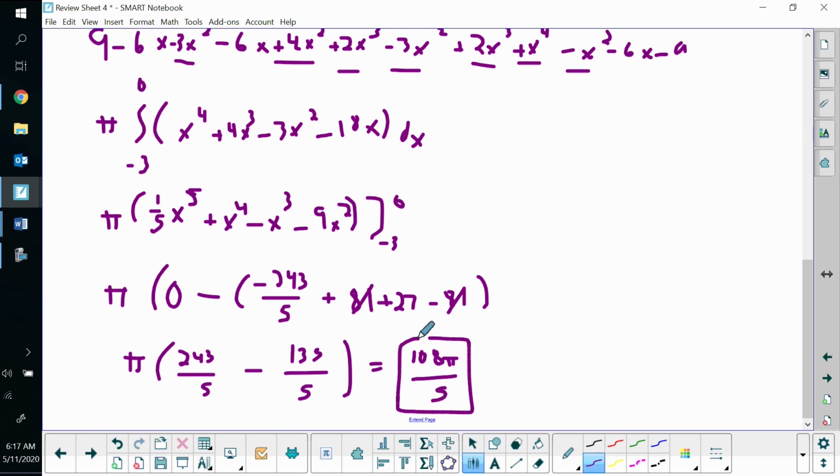And that is our volume that we get when we rotate that region around y equals 3. Keep in mind, volume should always be positive, so if you get something negative, you know you did something wrong.